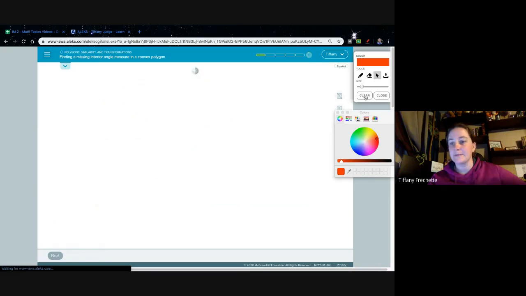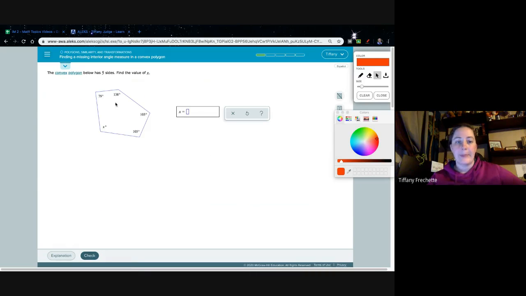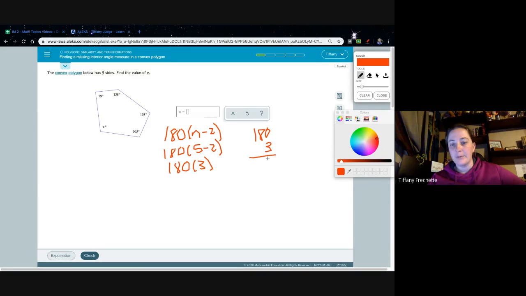All right, next. Clear. Okay, so we're going to do the same idea. We have 180 times n minus 2. This is a 5-sided figure, so I have 5 minus 2, or sorry, 180 times 3. You can multiply off to the side here. If you already know 180 times 3, great. If you don't, just take a second to multiply here. So we have 540.